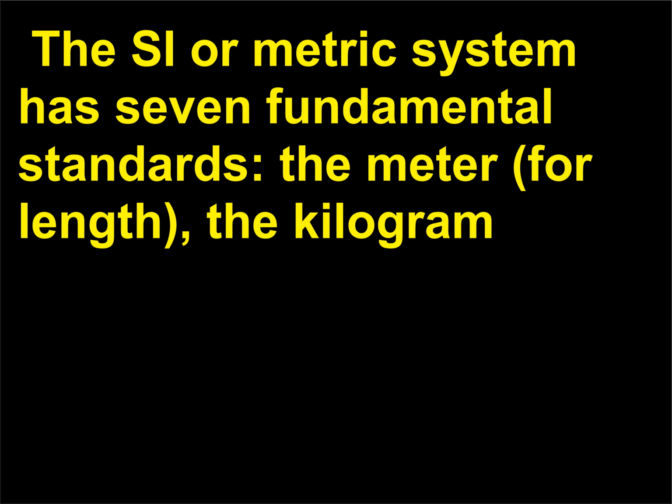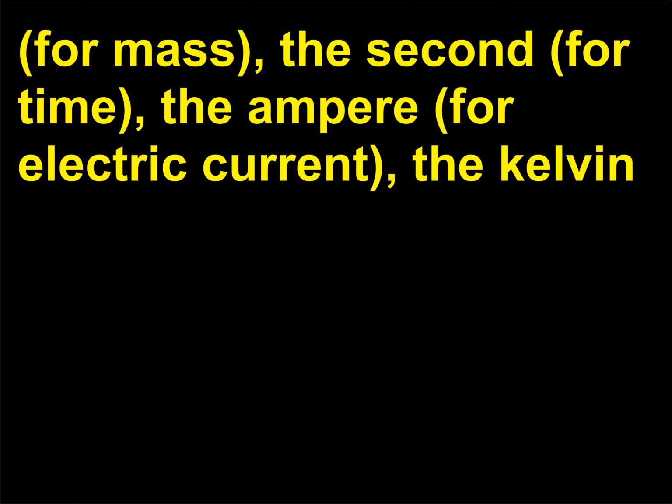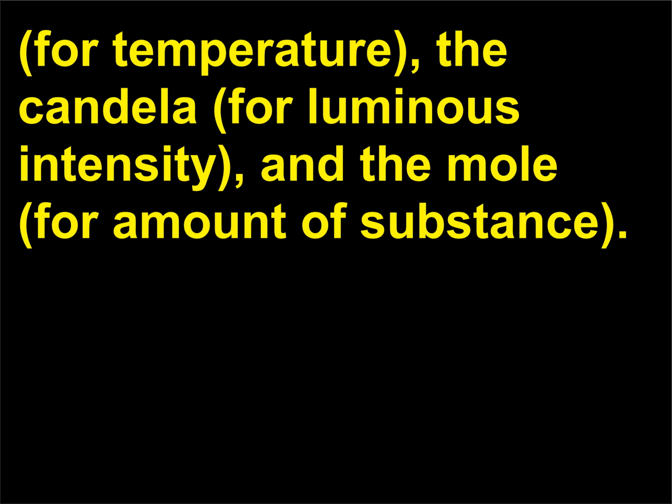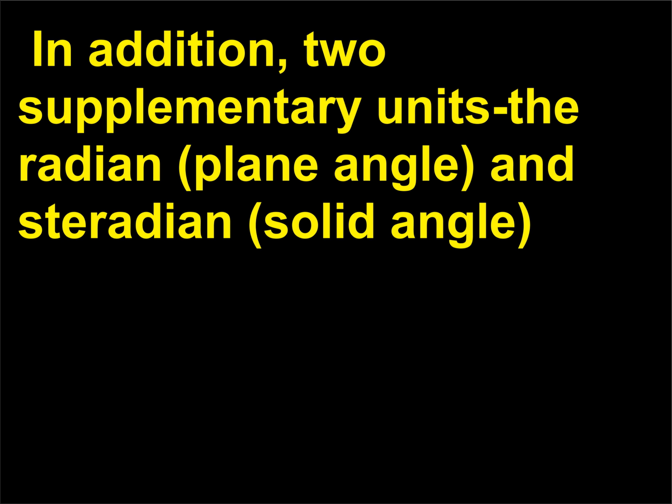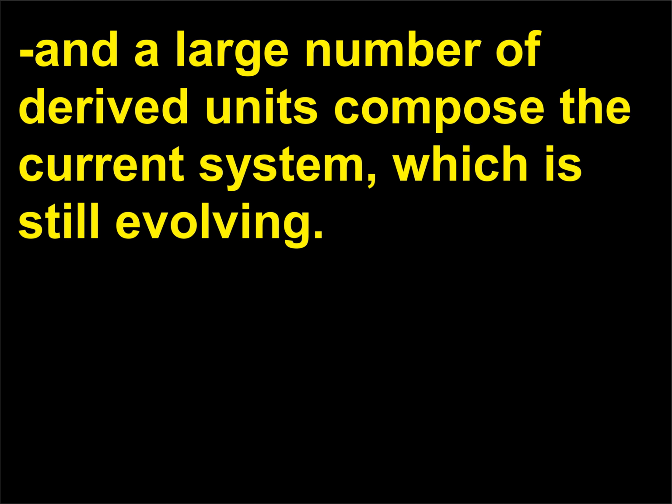The SI or metric system has 7 fundamental standards: the meter, for length, the kilogram, for mass, the second, for time, the ampere, for electric current, the kelvin, for temperature, the candela, for luminous intensity, and the mole, for amount of substance. In addition, 2 supplementary units, the radian, plane angle, and steradian, solid angle, and a large number of derived units compose the current system, which is still evolving.